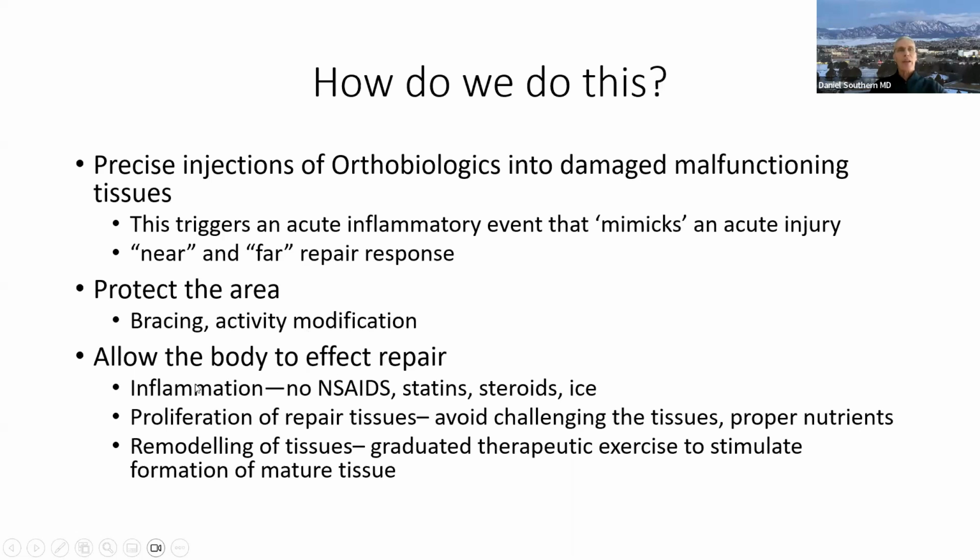The body has to go through 3 phases: inflammation, which is probably the shortest phase, followed by proliferation of repair tissues. This is where a bunch of new protein is just laid down willy-nilly. And in this segment of improvement and repair, you want to avoid challenging the tissue. So basically, we shut athletes down. They can't work out. We have to put them in a swimming pool and exercise them that way so that they don't challenge the tissues we're trying to repair, and they can maintain some cardiovascular conditioning.